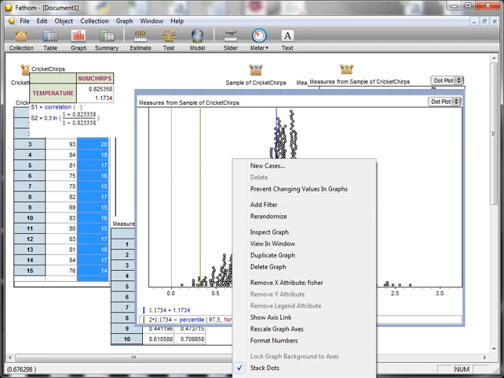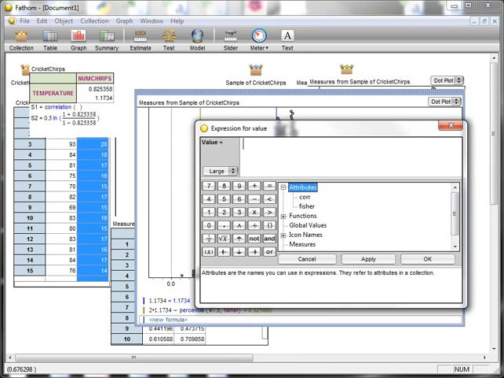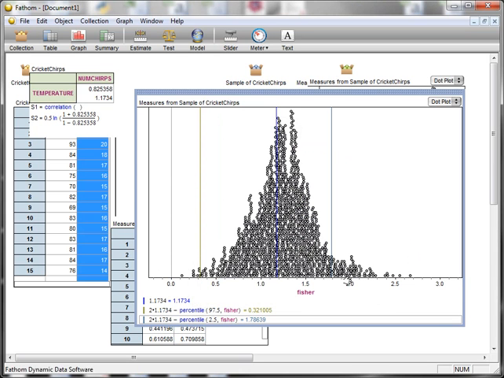I'm going to obtain the upper bound in mostly the same way, 2 times 1.1734 minus a low percentile of the randomization measures. That gives me the upper bound for my confidence interval. And now what I have to do is take these two numbers, 0.321005 and 1.78639, and I have to undo the Fisher transformation.